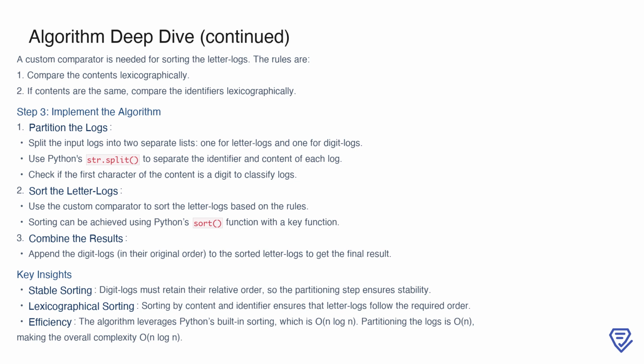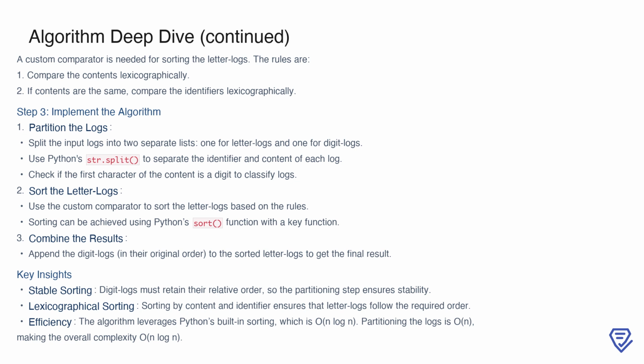To sort the letter logs, we need a custom comparator. The rules for this comparator require us to first compare the letter log contents lexicographically. If two logs have identical content, we then compare their identifiers lexicographically to determine their order. Once the comparator is defined, the algorithm can be implemented in 3 key steps.